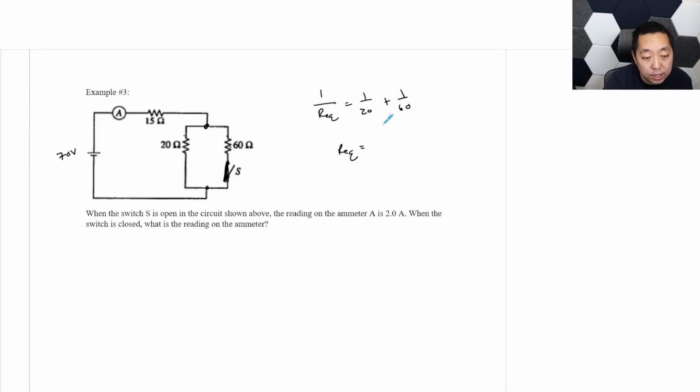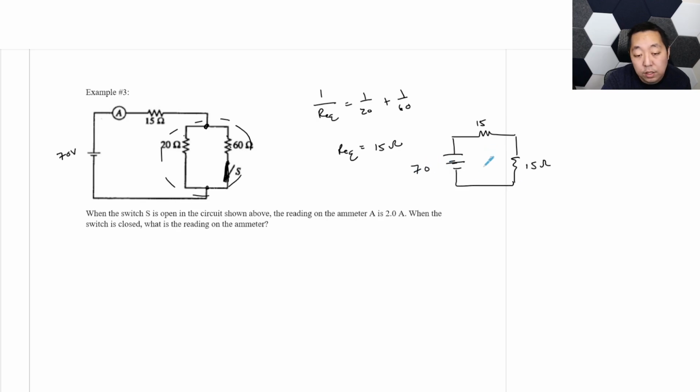My trick for this is I just add them and then I do 1 over whatever I get as a result. And so that's 15 ohms. So this whole thing is now 15 ohms. So you can redraw the circuit like this. You can say it's 15 here from this guy. And then this whole thing, I can replace with a 15 ohm resistor. Right? And then this is 70. And then these two now are in series. So now you can replace it with a 30 ohm. Just add the two resistances.